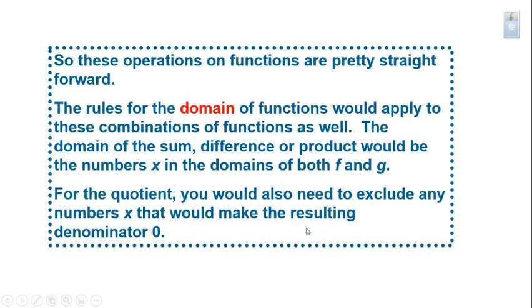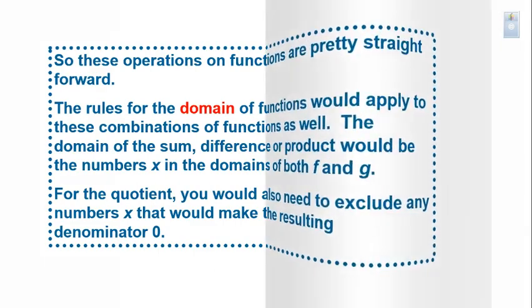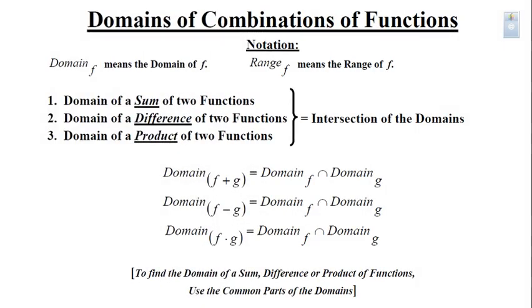A couple of things more before we do some examples. When you're talking about the domain of a combination of functions, you have to follow the same rules as domain, but remember that whatever works in the combination must work in each function. So in short, when we're trying to find the domain of a sum, difference, product, or quotient of functions, here are the guidelines. First of all, I'm going to use a little notation here. Domain subscript f means the domain of f, and range subscript f just means the range of f.